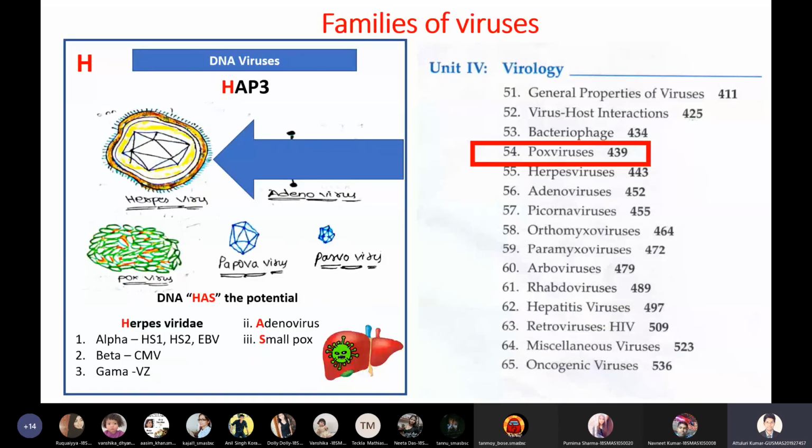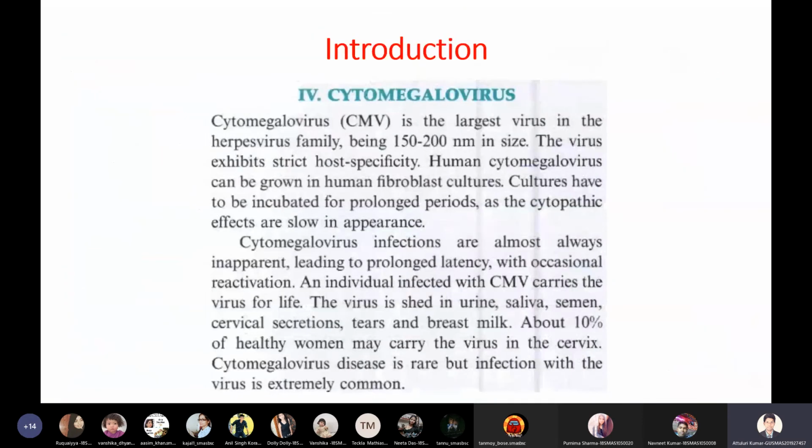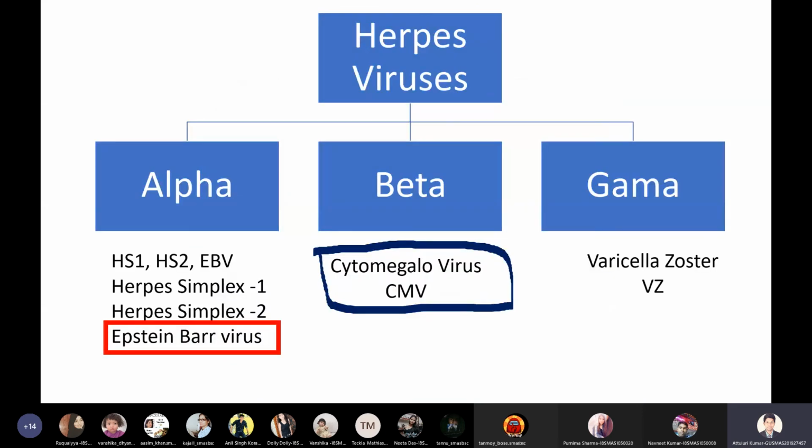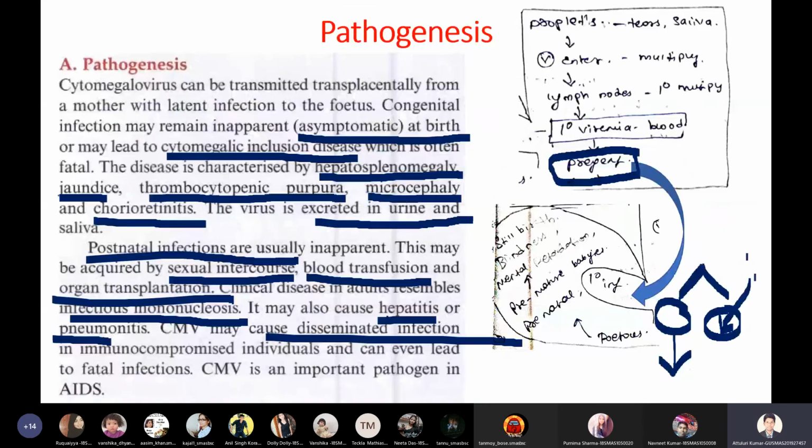Cytomegalovirus is a teratogenic virus. That means it will cause genetic abnormalities in the developing baby through the mother who was infected. It causes conditions like hepatosplenomegaly, jaundice, thrombocytopenic purpura, microcephaly, and chorioretinitis. This virus also causes infection in adults, showing an infectious mononucleosis-like condition, hepatitis, and pneumonitis, and the virus is shed through urine and saliva.